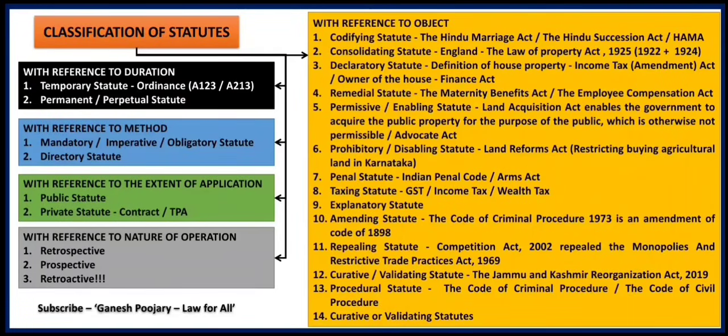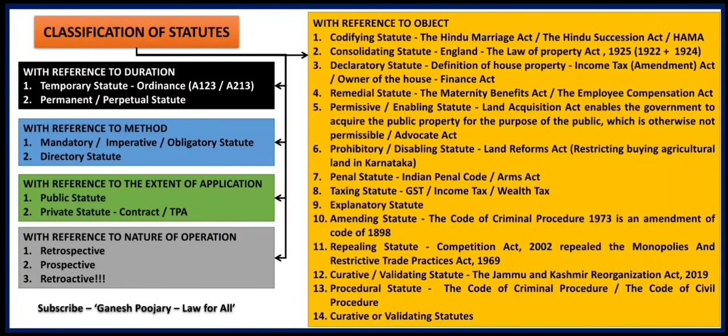The third type is declaratory statute. A declaratory statute is a statute to remove doubts either in the common law or in the statutory law. If you have some doubts related to a particular concept, for example, the definition of house property under income tax clarifies everything related to house property, or the definition of owner of the house which is defined under the Finance Act clarifies all doubt related to owner of the house. These are known as declaratory statutes.